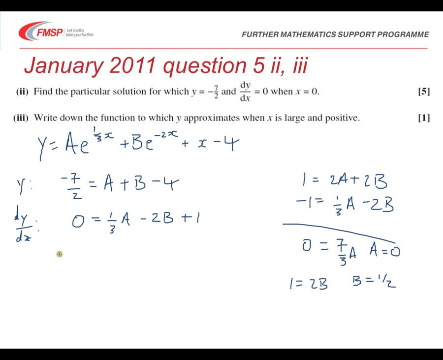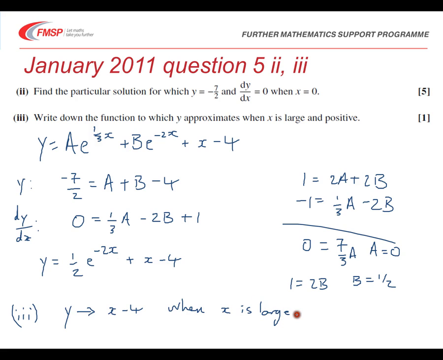And my particular solution here then is y equals, don't need the a term, a half e to the minus 2x plus x minus 4. And finally, for the third mark, write down the function to which y approximates when x is large and positive. Well, if x is large and positive, this term will become very, very small. So we can say y tends to x minus 4 when x is large and positive.